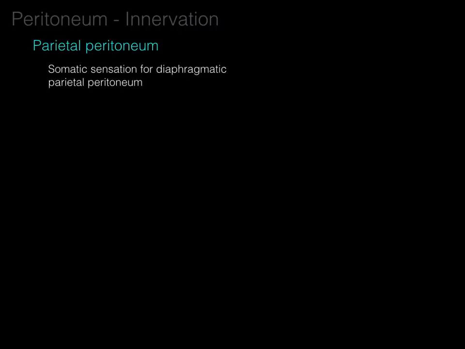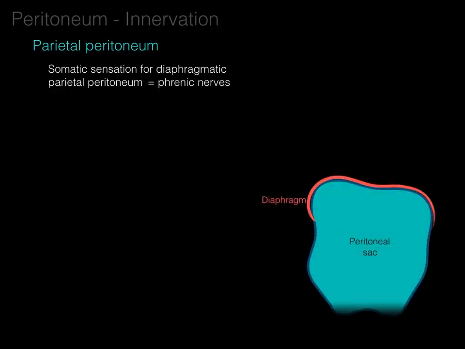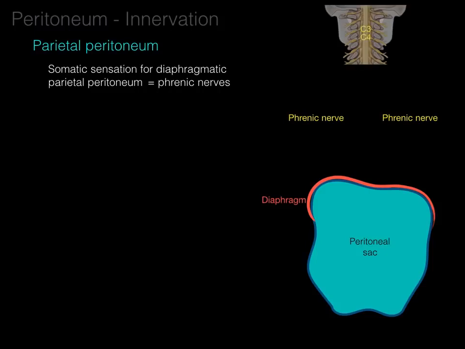There's also some somatic sensation for the diaphragmatic parietal peritoneum that's different. Because it's along the bottom of the diaphragm, that part of the parietal peritoneum is far away from the abdominal wall, its somatic sensation is via the phrenic nerves. And so there's our diaphragm, and then there's our peritoneal sac, and the phrenic nerves arise from the C3, C4, and C5 spinal cord levels. C3, 4, and 5 keep the diaphragm alive.